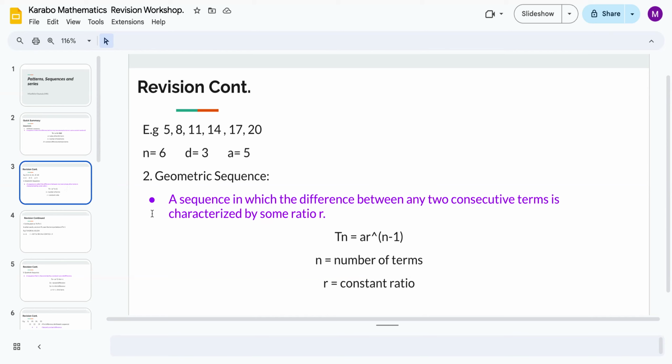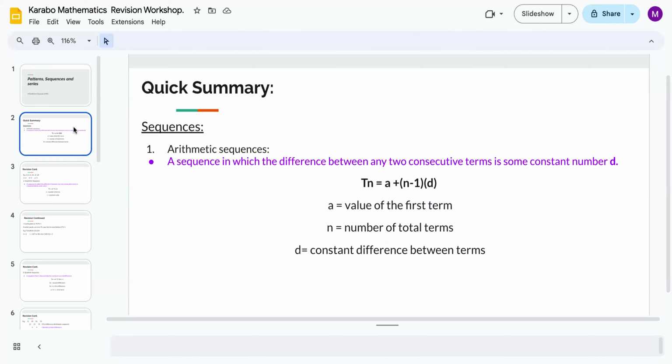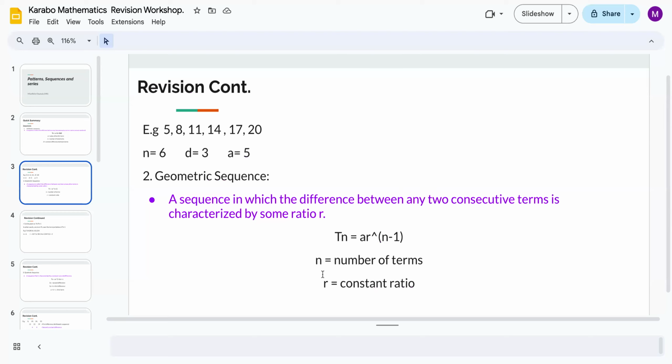And then we move over to our second type of sequence, which is geometric sequences. A geometric sequence is a sequence in which the difference between any two consecutive terms is characterized by some ratio r. That's just a fancy way of saying the difference between one term and the next is some ratio. Remember, with arithmetic sequences, the difference between any two terms was some constant that we were adding or subtracting. Now, with geometric sequences, the difference between any two terms is a ratio, meaning we're multiplying by some factor r.